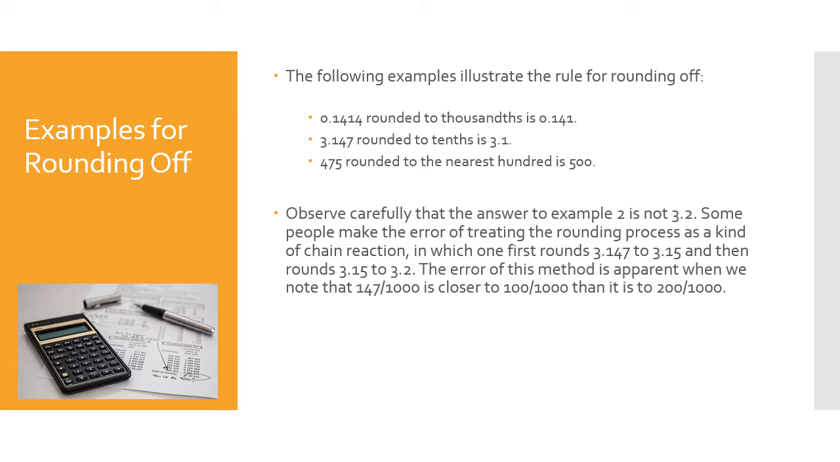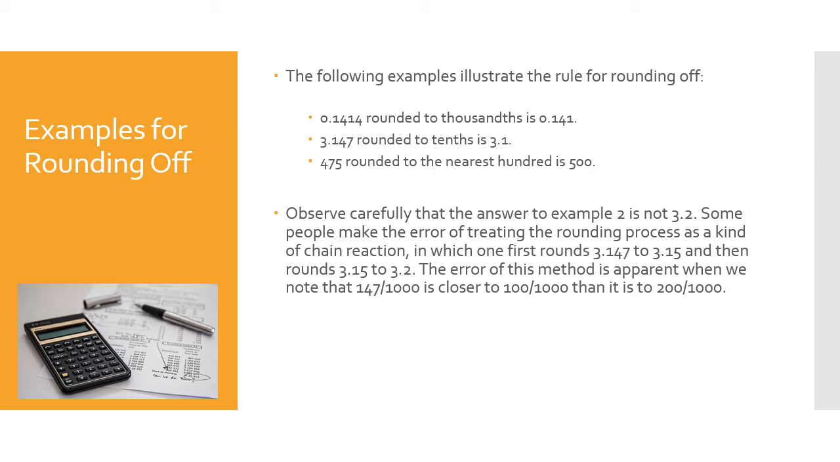Observe carefully that the answer to example 2 is not 3.2. Some people make the error of treating the rounding process as kind of a chain reaction, in which one first rounds 3.147 to 3.15 and then rounds 3.15 to 3.2. The error of this method is apparent when we note that 147 divided by 1,000 is closer to 100 than it is to 200. So don't do the chain reaction. Make sure you're right where you need to be.